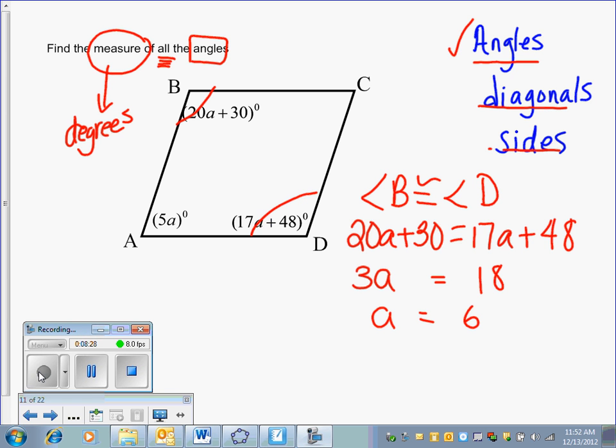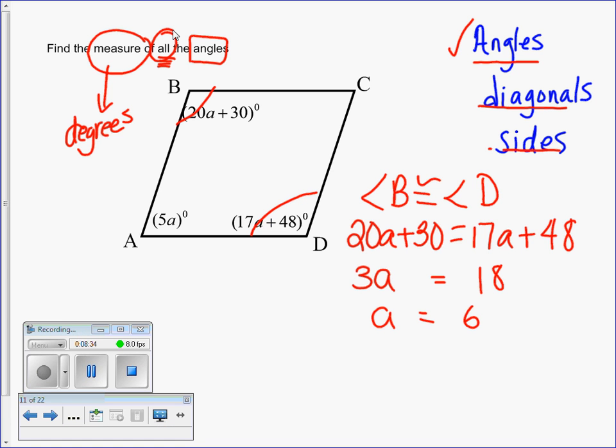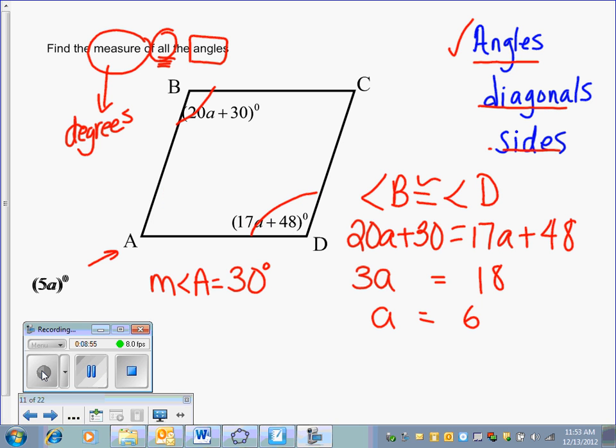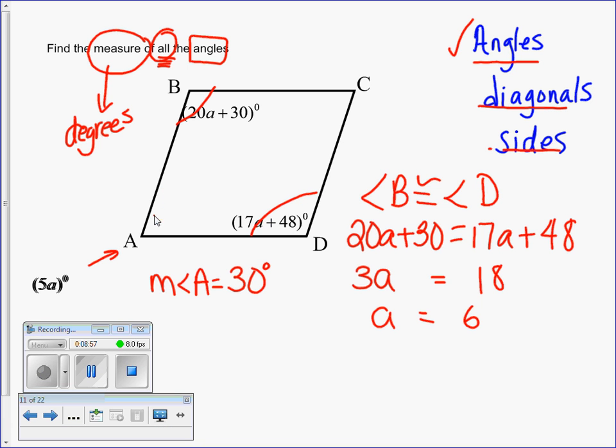Oh, no, we're not. We think about our problem-solving skills. What is the question asking? It's asking us to find all the measures. Have we done that? No, we haven't. So now we need to go and plug it in. So we're going to start over here with the measure of angle A. The measure of angle A is equal to 5 times 6. And 5 times 6 is 30, so that angle is 30 degrees. Okay, so I'm going to replace angle A with 30 degrees.